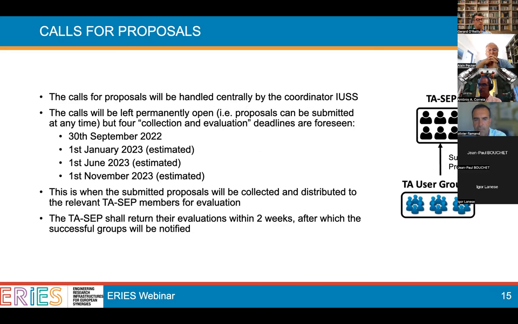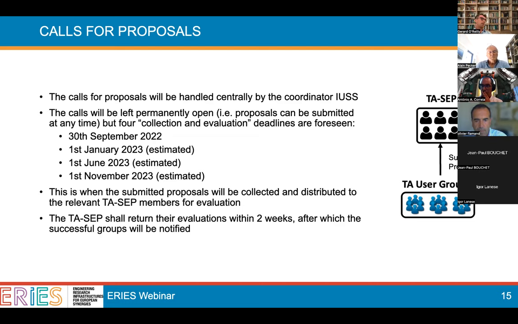So the calls for proposals that will go out, how does this work? Essentially, we have a project in which we're going to have many more calls for proposals, accepting more little projects as part of the bigger project. These little mini projects, or user group projects, as they will be called, are part of the overall effort of the ERIES project. This will be handled centrally by us at IUSS, and the idea is that we want to leave the call for proposals generally open. So it's actually open right now.